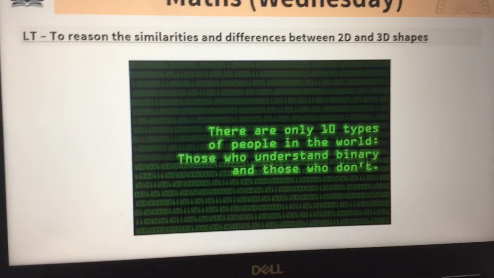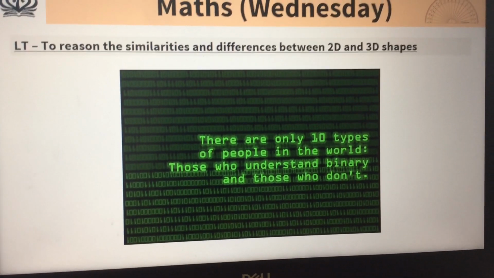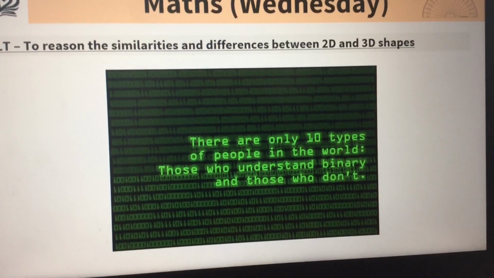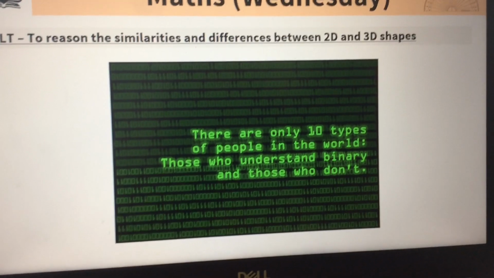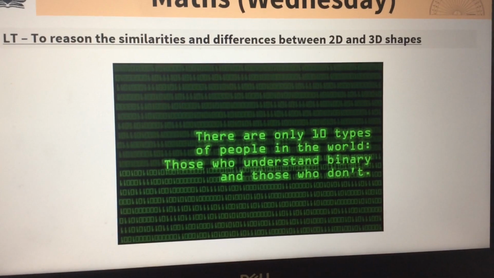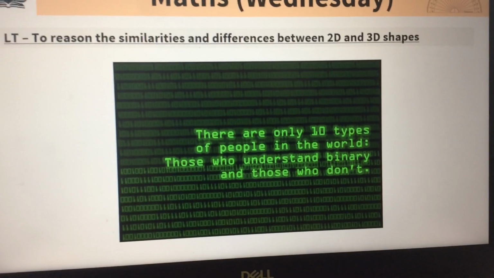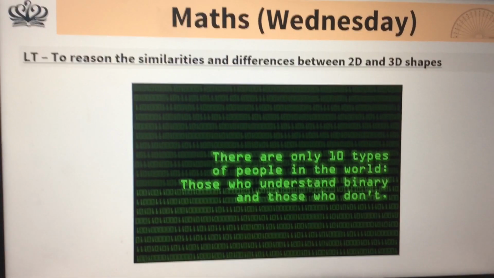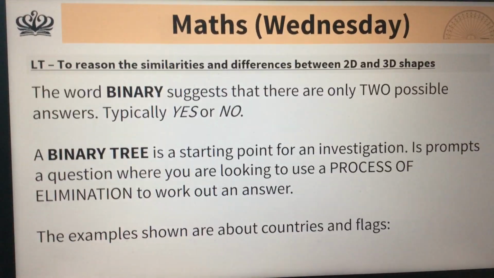Okay, got a thing here. It says there are only 10 types of people in the world, those who understand binary and those who don't. Okay, binary is a code which just uses 1 and 0, and that's why that's there, because there's only two options. Okay, let's look at that a bit more.